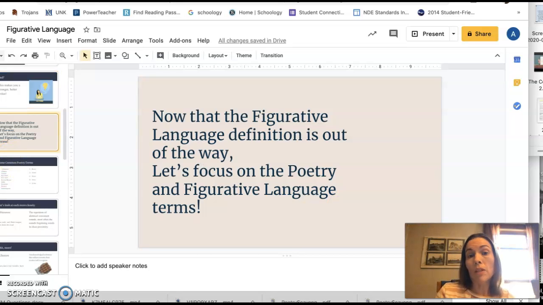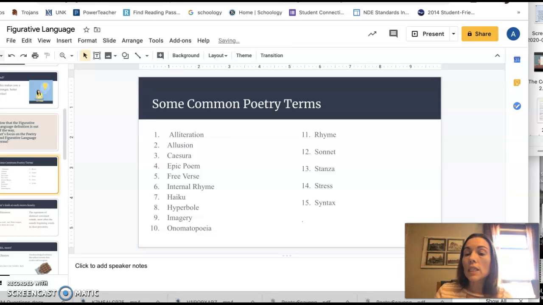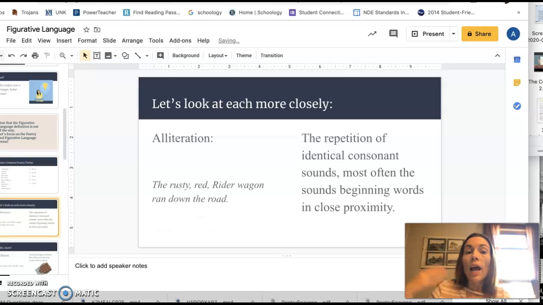Okay? So now that we've looked at the definition, let's look at a few of the terms. And you're going to see these terms on a quiz on Schoology, kind of a matching quiz. So you want to pay attention here, okay? There are 15 different terms that we're going to go over in this presentation. And the first one I'm going to look at is alliteration.